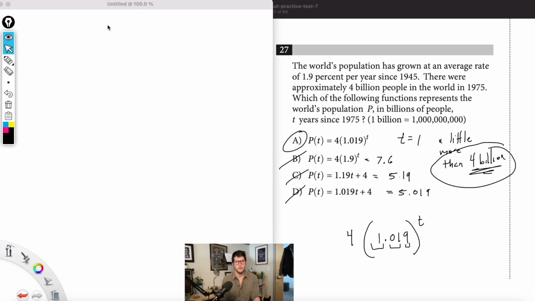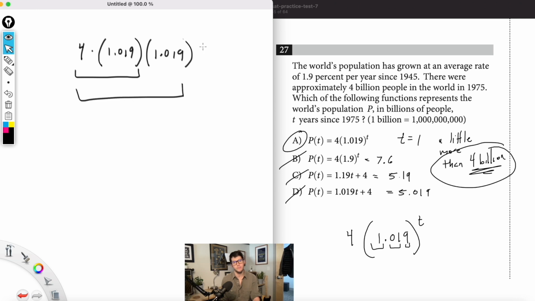Let me just go over here and show you that. That would mean something like 4 and then times 1.019, which is your percentage growth. And then if you did it another year, you'd take that value, whatever that total value is, and multiply it by 1.019. And then the next year you would take that value and multiply it by 1.019. So that's how the exponent works in this question. And that helps because it makes it easier to get these questions right.